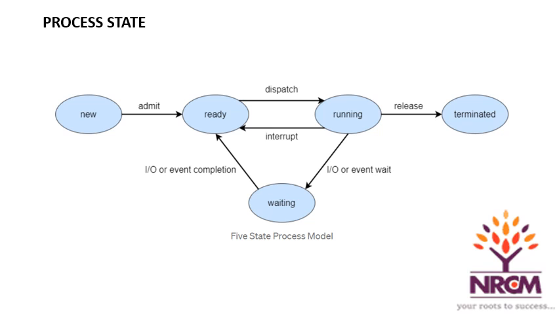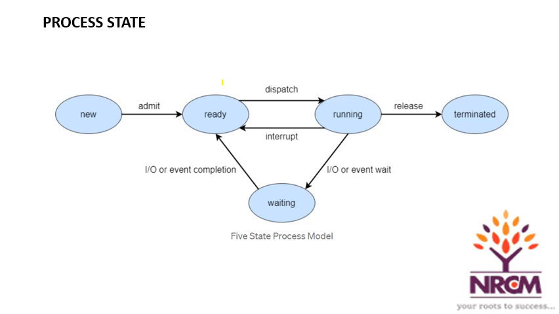Next, coming to the ready state. If the process is in ready state, it defines that the process is created and the process is ready to run. And next, if a process is in running state, it defines that the process is already executing, it has started executing the program.